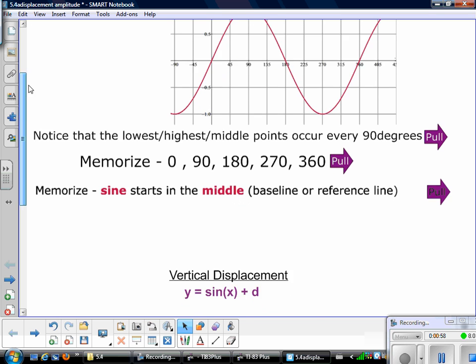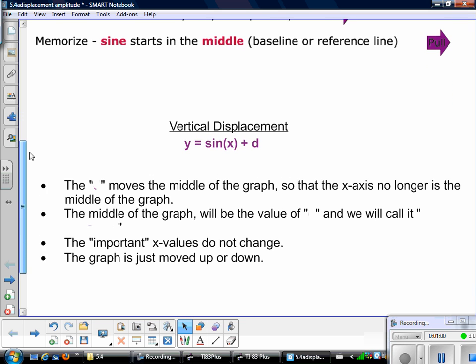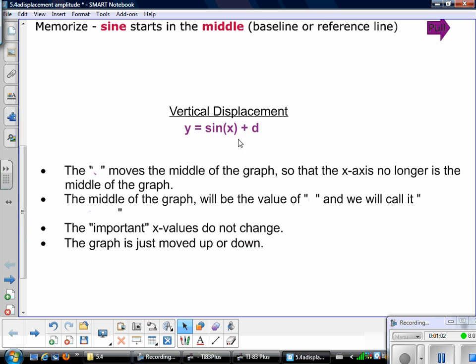All right, so vertical displacement. The equation is going to look something like this: y equals sine x plus or minus a number. So that's where our displacement is. It's not so important that they use the letter D for displacement, it's where it's located. So you have your function and then it's plus d.